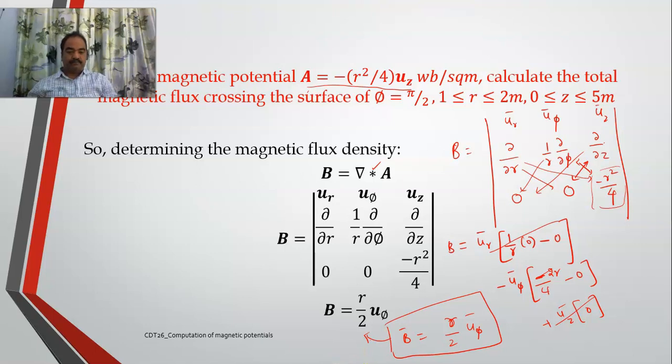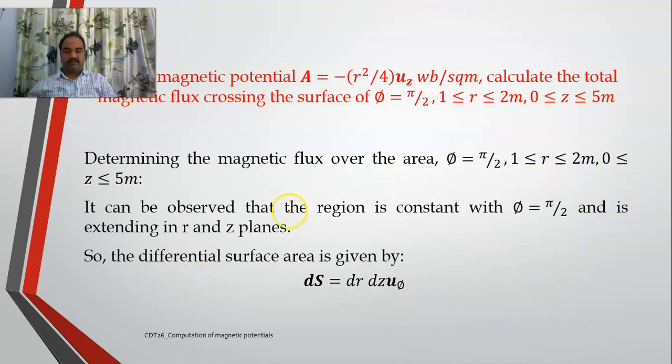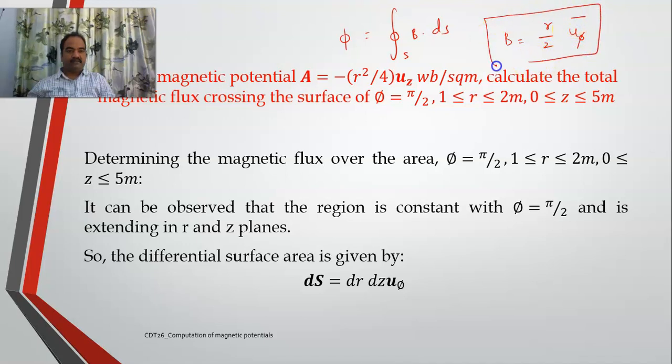Now, if I do have B, what should I do now? My next concept is determining the magnetic flux. How to determine the magnetic flux? It is the integral of B dot dS over this entire surface area. Now I have got B. What is B? B is R by 2 in the phi direction. So what should I do now? Now I need to determine what is dS, right?